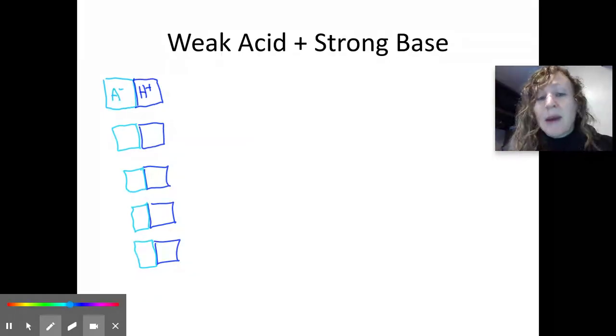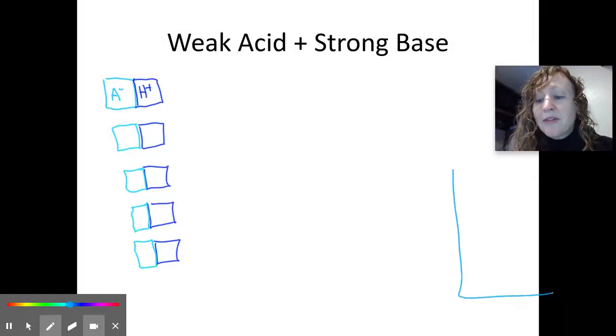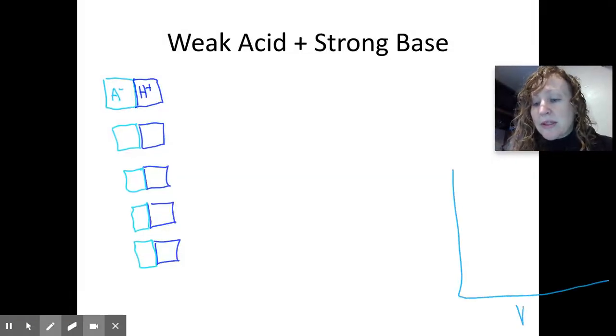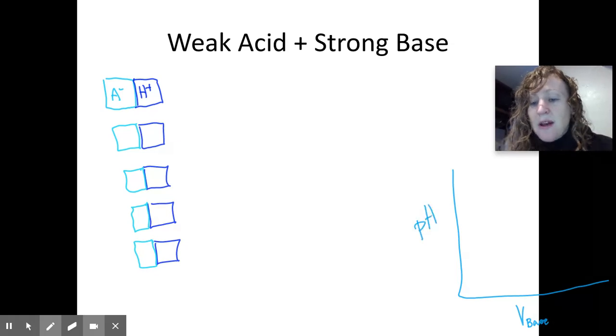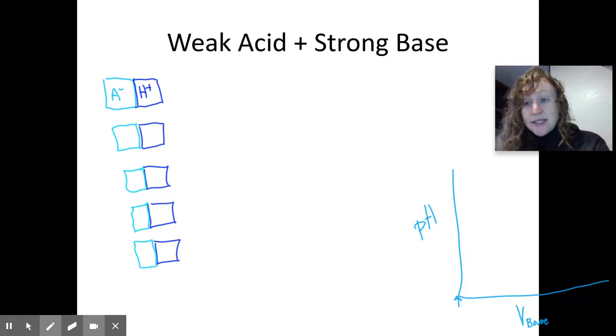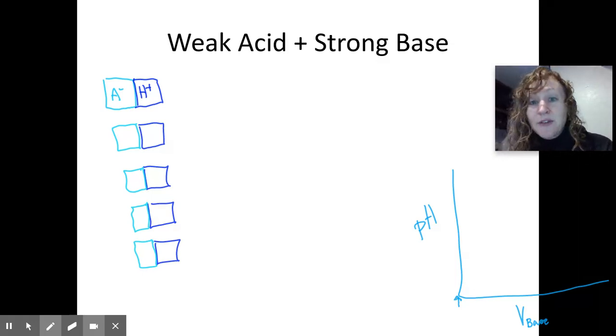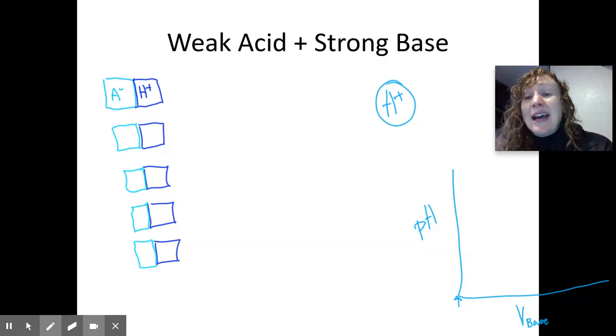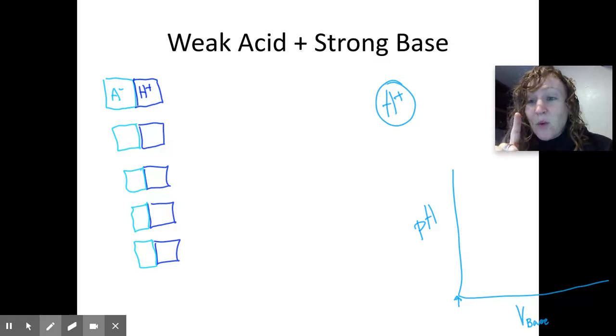And so if we think about the beginning of this titration where we have only weak acid present, and think about it graphically, remember this is going to be volume of our base added. Our base is NaOH and this is going to be pH. So at 0 base added, where I have only weak acid present, I will have a little bit of H plus ion floating around, but for every 1,000 molecules, I'm only going to have 1 H plus ion, right?